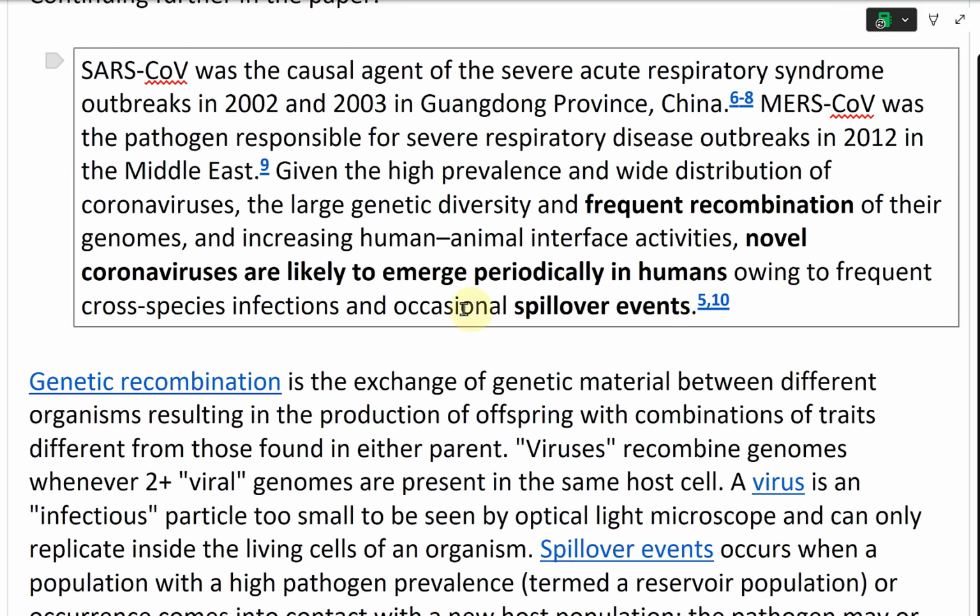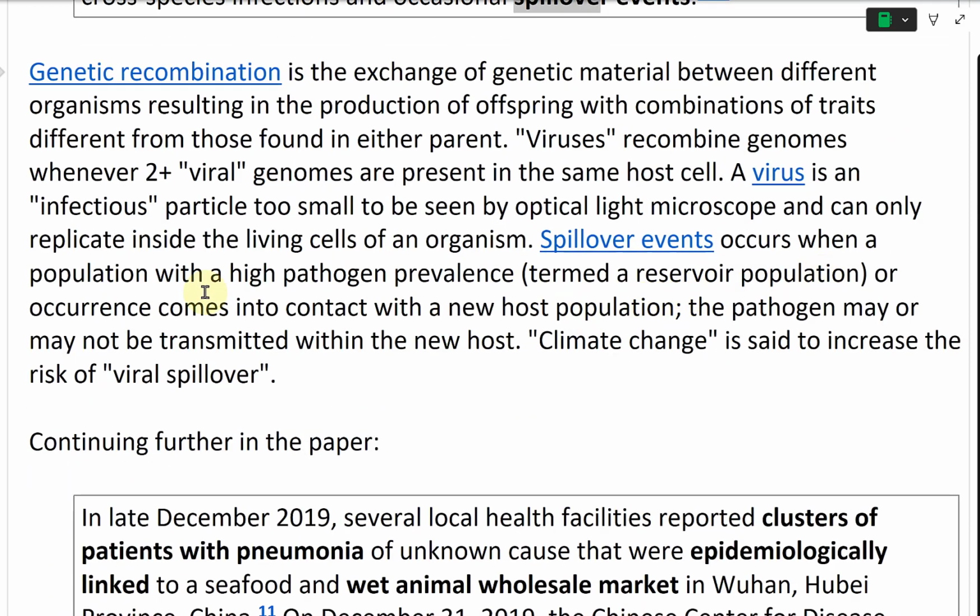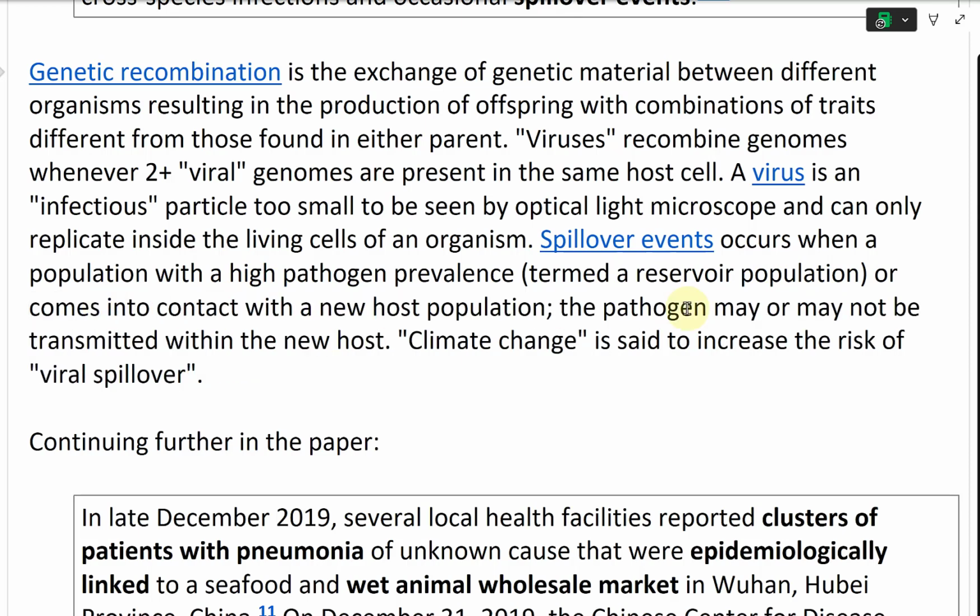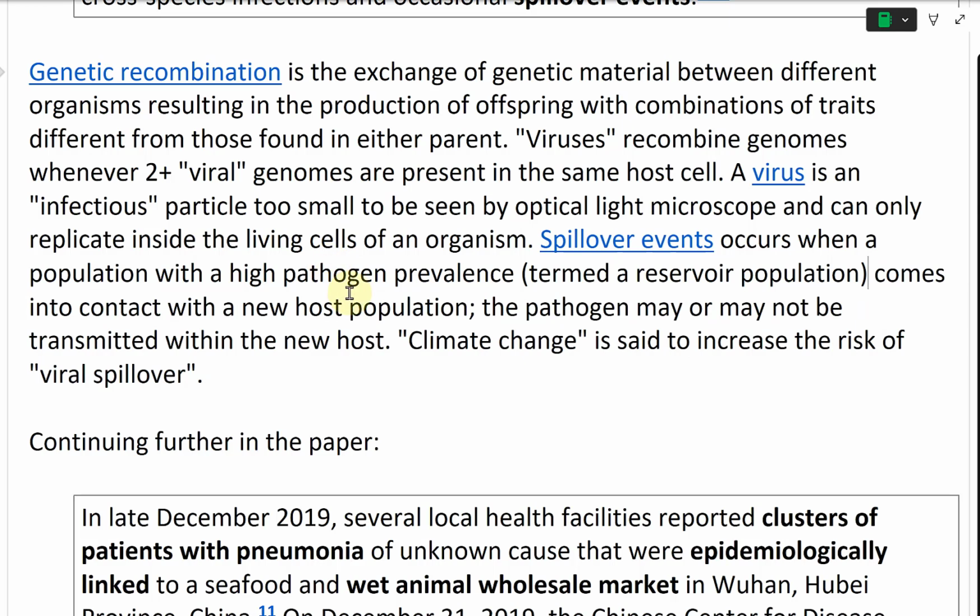So going further, so spillover events right here. So occasional spillover. Spillover events occur when a population with a high pathogen prevalence, termed a reservoir population, comes into contact with a new host population, and the pathogen may or may not be transmitted within the new host.